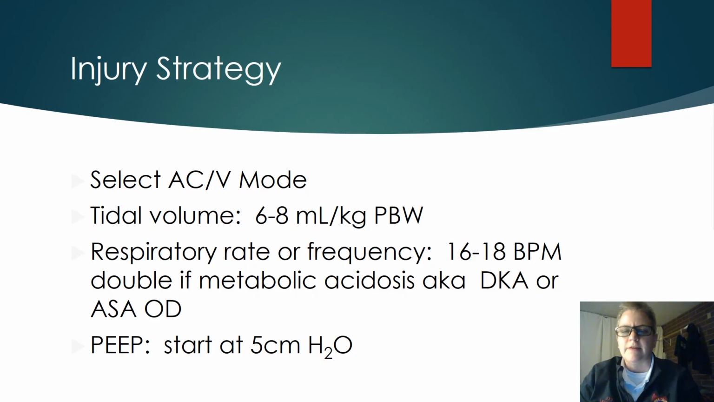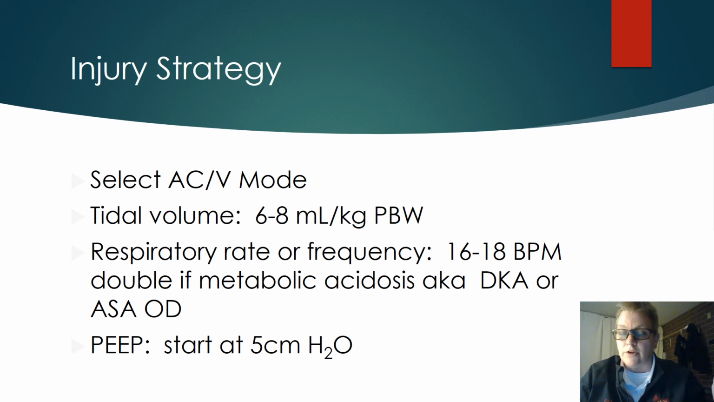Okay, let's talk about the injury strategy first. And this is a strategy to protect their lungs. We use the 6 to 8 mils per kilo. First, we do select the ACV mode, the assist control volume mode. We're going to figure out the tidal volume using the 6 to 8 milliliters per kilogram of predicted body weight. Our respiratory rate or frequency, we're just going to set it 16 to 18 breaths a minute, okay?